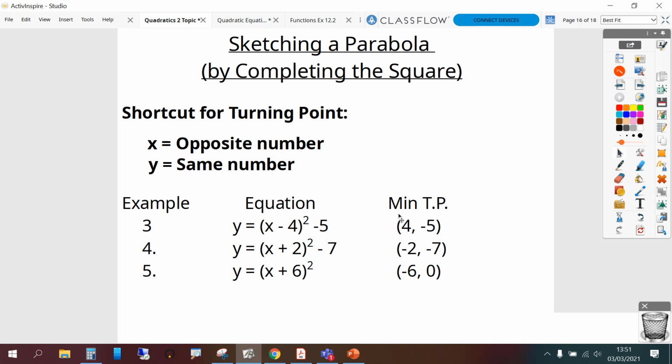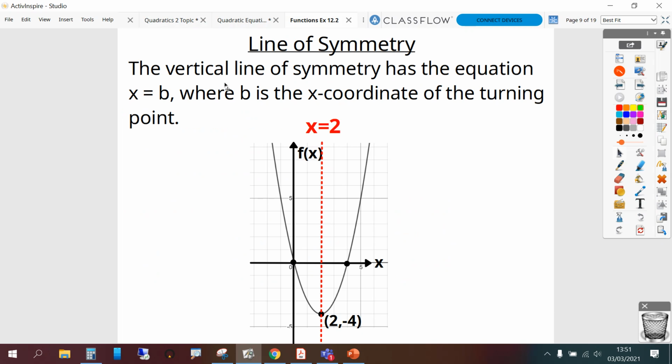One last thing that you'll be asked about is the axis of symmetry. So we did this before. The line of symmetry is a vertical line which goes through the turning point, and it's always x equals whatever the x coordinate of the turning point is. So in this case here, the turning point x coordinate is 2, so that means our axis of symmetry is x equals 2.